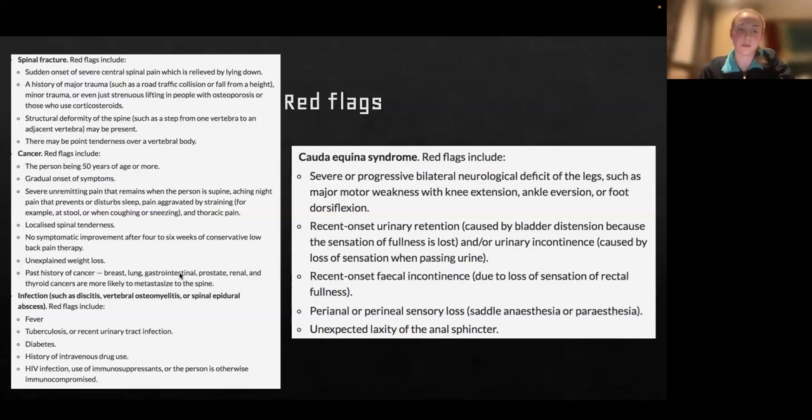And then any red flags for infection or abscess, so fever, a history of diabetes, history of IBD, they might have an iliopsoas abscess, and any kind of immunosuppressants or HIV.